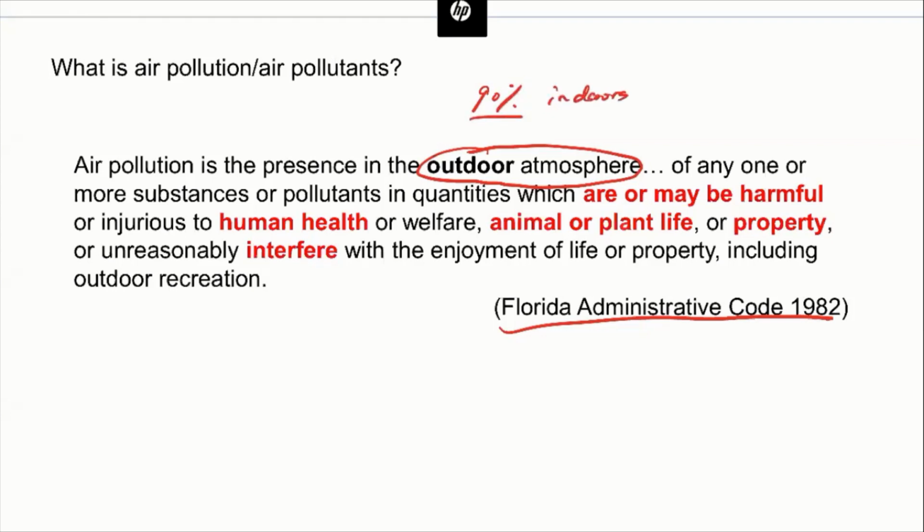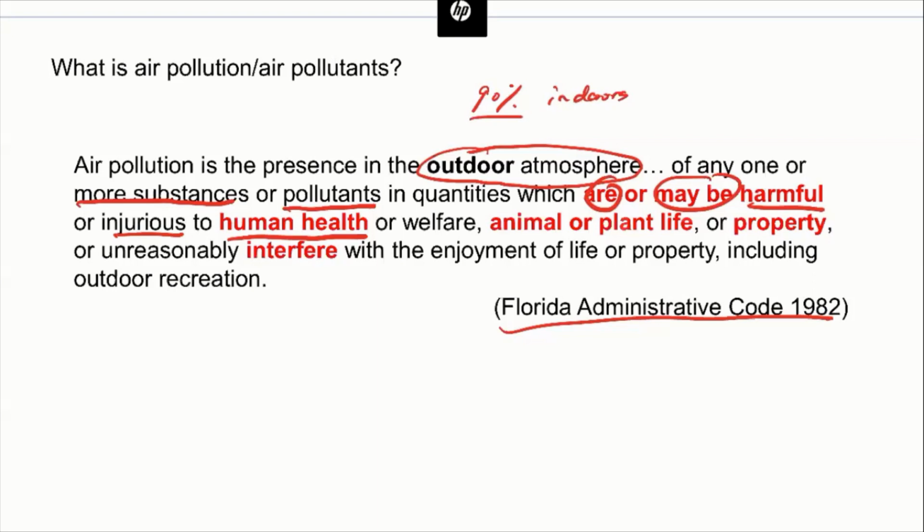Just think about how much time we spend during our entire life indoors, right? That's why the indoor air quality, indoor environment, indoor pollution is also pretty important. But here we're talking about outdoor atmospheres, okay? So air pollution is the presence in the outdoor atmosphere of any one or more substances. We're not talking about one, but multiple species or pollutants, okay? They're in a quantity which is or may be harmful or injurious to human health.